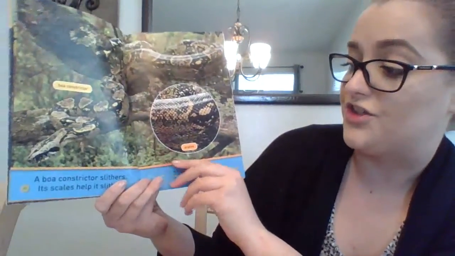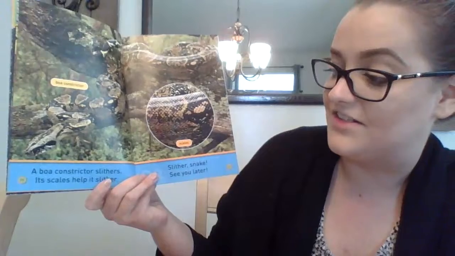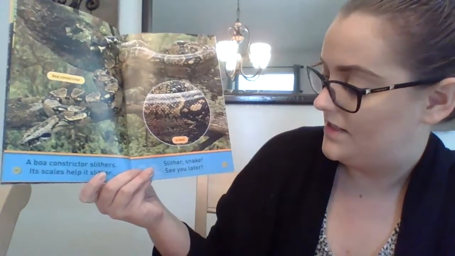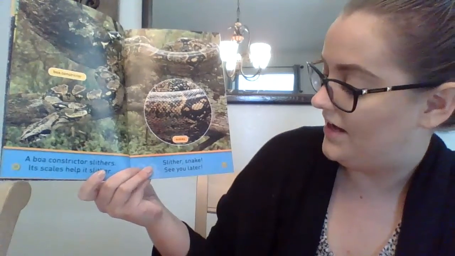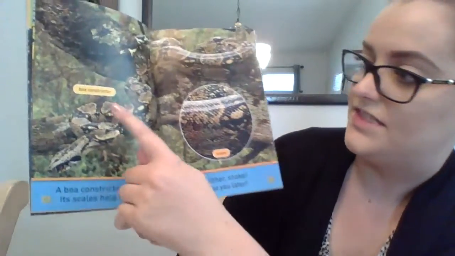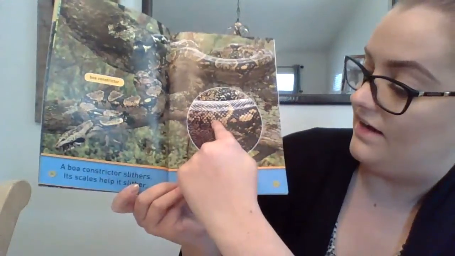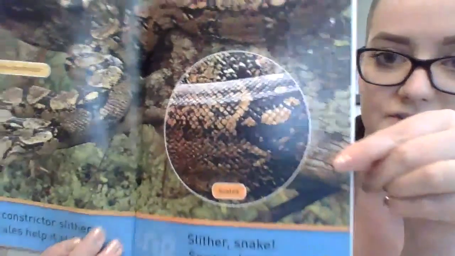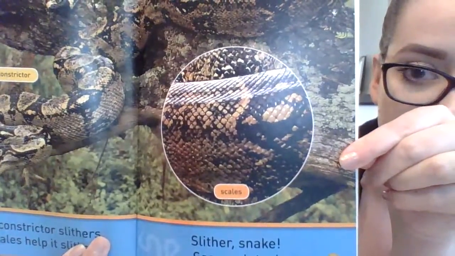A boa constrictor slithers. Its scales help it to slither. Slither snake, see you later. So here's a boa constrictor, and it gives us a close-up of the scales on this snake. And that is the end.